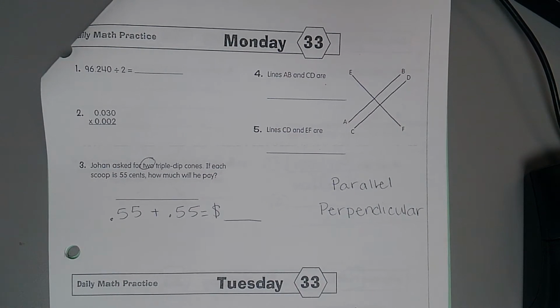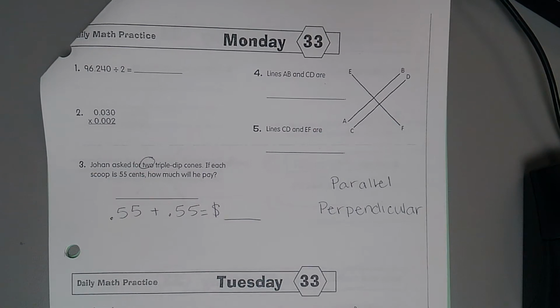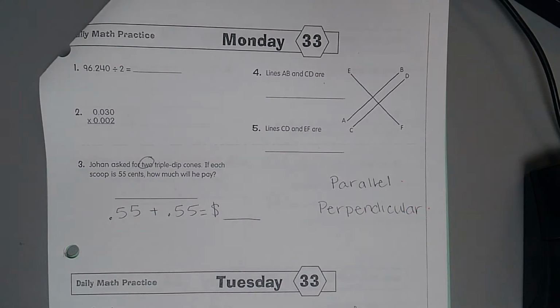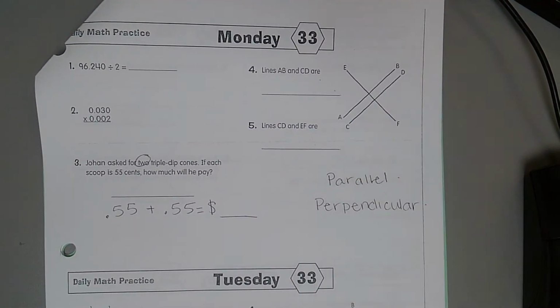So number 3, John asked for 2 triple dipped cones. If each cone is 55 cents, how much will he pay? That's why we added it twice. Number 4, these are the 2 words you need to know. You might need to Google them. What does parallel mean? What does perpendicular mean? And then fill in your blanks.